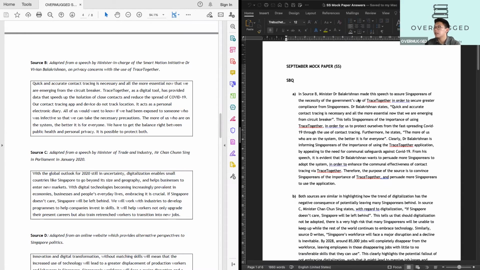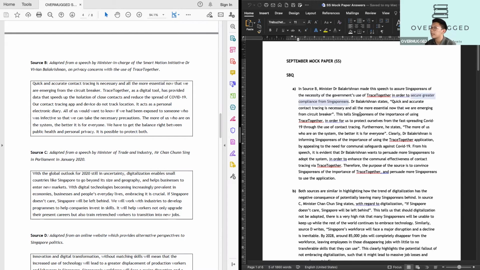So you see here, Dr. Balakrishnan made this speech to assure Singaporeans of the necessity of the government's use of Trace Together in order to secure greater compliance from Singaporeans. So the purpose is to assure in order to achieve the outcome of securing greater compliance from Singaporeans, right? So you raise the evidence, then you move on to elaborate.